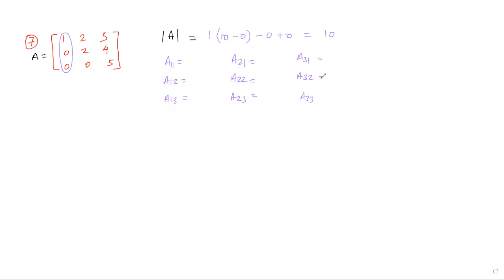Cofactor is signed minor. Signed minor, to sign दे देंगे तो इधर ऑलवेज 1 प्लस 1 2, साइन तो पॉजिटिव आएगा. 1 प्लस 2 3, माइनस आएगा. 2 प्लस 1 3, माइनस. 2 प्लस 2 4, प्लस. तो प्लस माइनस प्लस, तो साइन दे दिया.